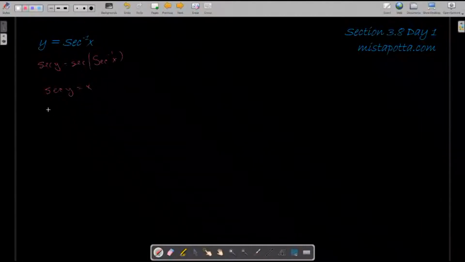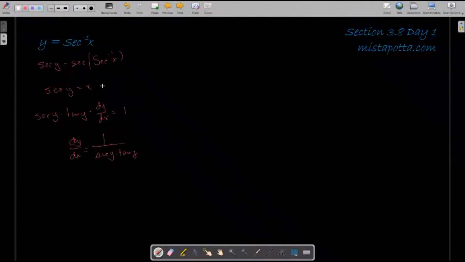is equal to x. And I'm going to take the derivative implicitly just as we did before. So the derivative of secant of theta is really secant of theta times the tangent of theta times, in this case, dy dx, because I'm taking the derivative of a y term. And this is equal to 1. So I've got dy dx, which is really equal to 1 over the secant of y times the tangent of y.